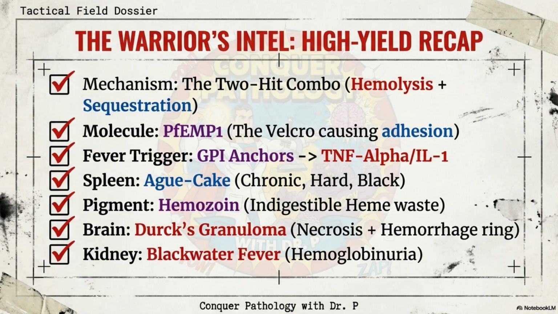Let's recap. Mechanism, the two-hit combo, hemolysis plus sequestration. Molecule is PfEMP1, the Velcro of RBCs. Fever trigger are GPI anchors releasing TNF-alpha. Spleen looks like ague cake, chronic, hard and black. Pigment is hemozoin. Brain gets Dirk's granuloma and kidney gets Blackwater fever.